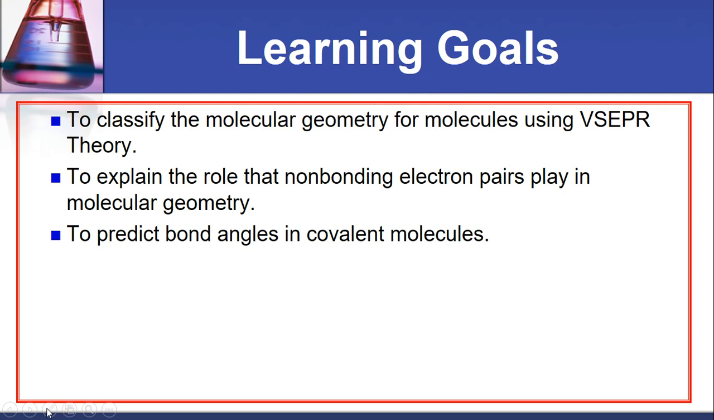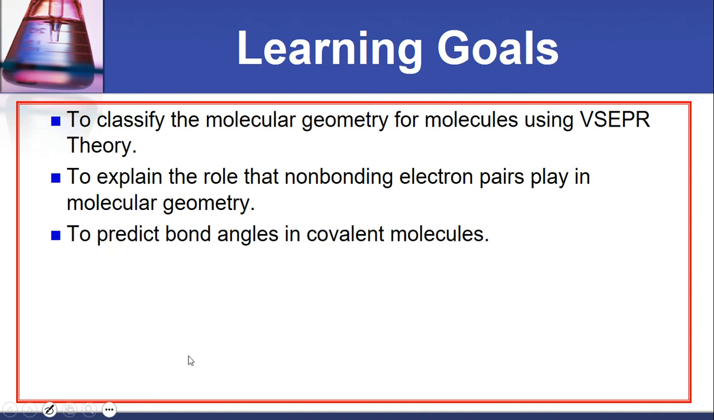Our learning goals for today are to classify the molecular geometry for molecules using the VSEPR theory, to explain the role that non-bonding electron pairs play in molecular geometry, and finally to predict the bond angles in these covalent molecules.